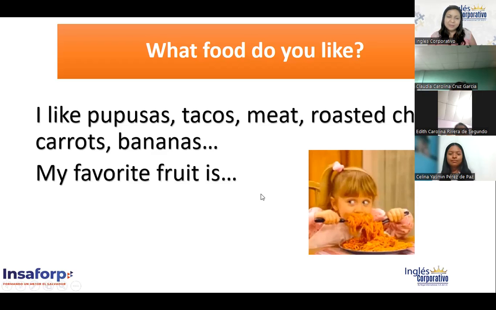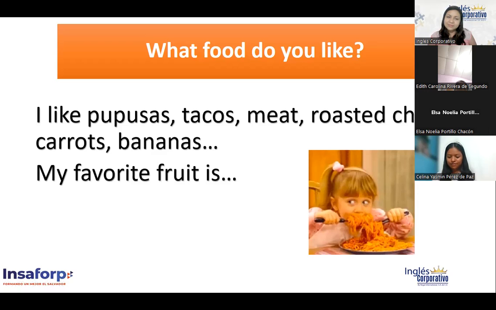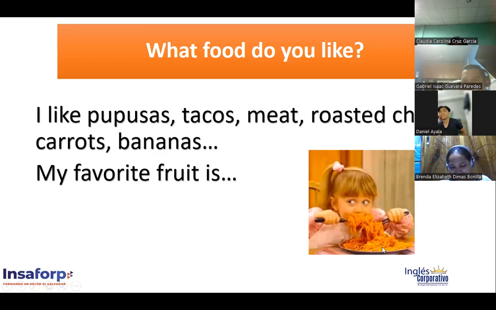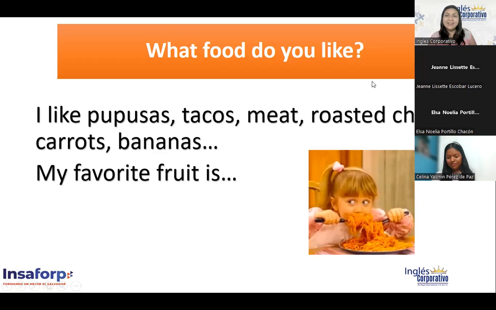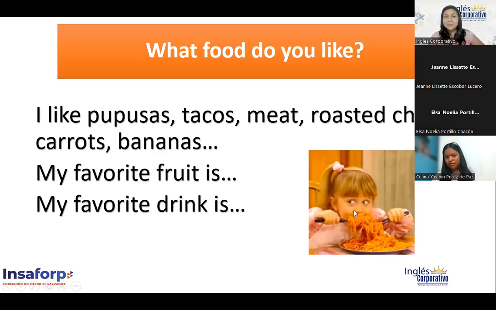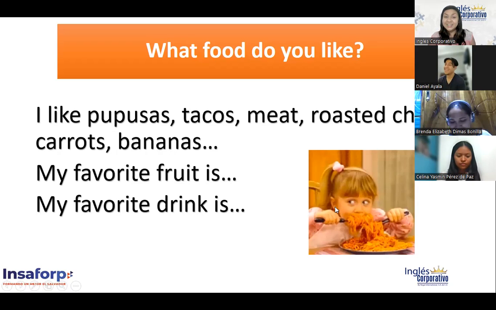Okay, what's your favorite fruit? My favorite fruit is mango. Mango. Me too. Nice. So bananas. Bananas, yes. They are my favorite. The fruit is melon. Melon. Fruit is lychees. Oh, lychees.